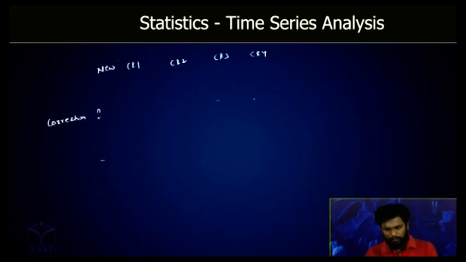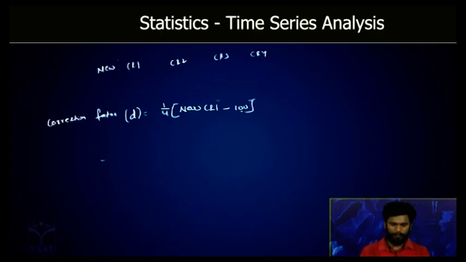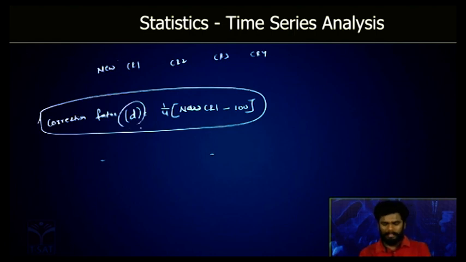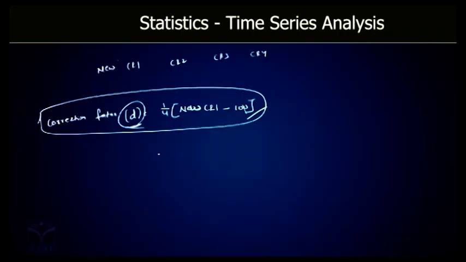correction factor. We have to find the correction factor D, which is equal to the formula again we have to remember, 1/4 of new chain relative of Q1 minus 100. The new chain relative of Q1 minus 100. This is also important formula you have to remember. Now, after finding the D values, D is equal to 1/4 into new CR1 minus 100, what you have to do? So we know CR1, CR2, CR3 and CR4. This is 100, that is fixed.